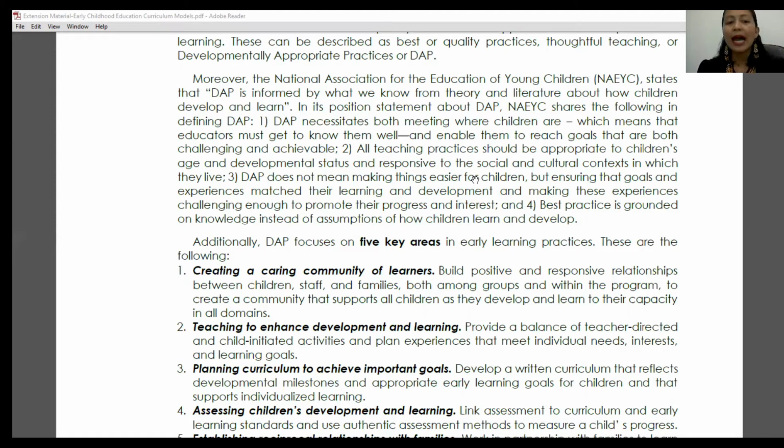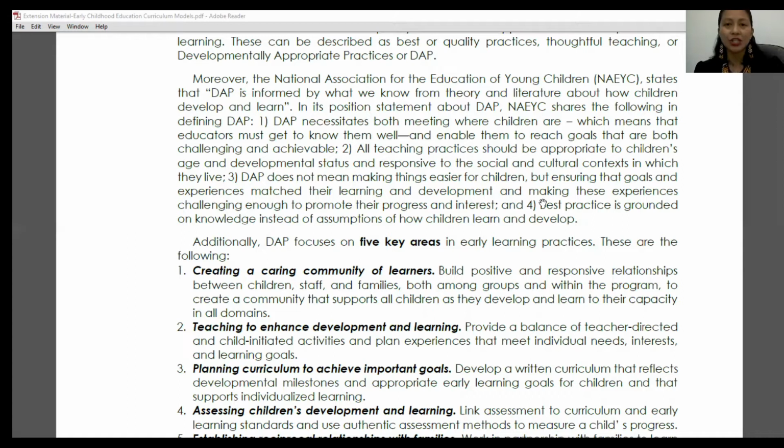Third, DAP does not mean making things easier for children. So it doesn't mean that we are trying to make things easy for kids. But it means that we have to ensure that goals and experiences match their learning and development, and making these experiences challenging enough to promote their progress and interest.